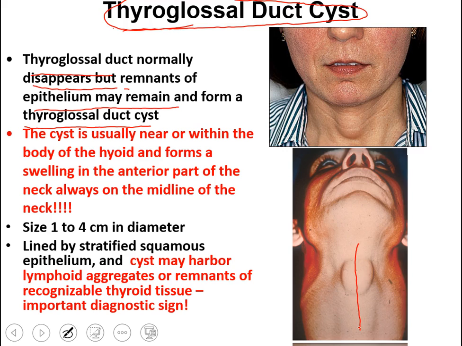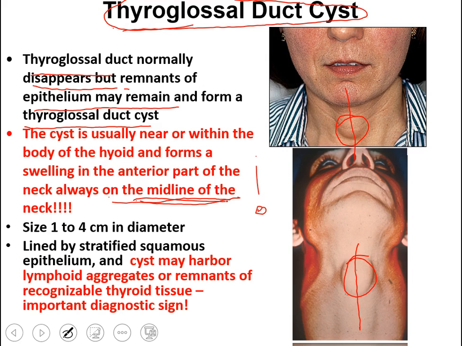The cyst is usually near or within the body of the hyoid and forms a swelling in the anterior part of the neck, always on the midline of the neck, and this is very important to understand. The cyst gradually increases in size and may reach 1 to 4 centimeters in diameter, and usually this happens when a person reaches puberty or even later in life.